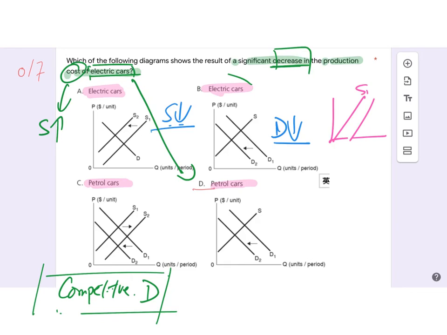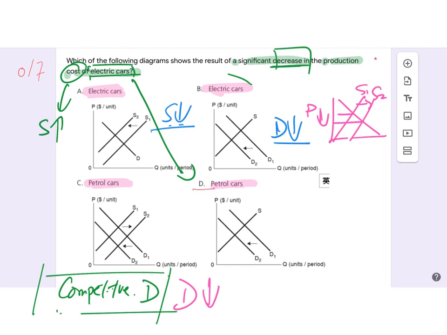So now the supply increases, S1 to S2. Supply increase in electric cars, then the price will become lower, right? Then the electric cars are more attractive, and petrol car demand will decrease. Can you understand that? Because the price of electric cars decreases, people will prefer to buy more electric cars, so they will try to buy fewer petrol cars.